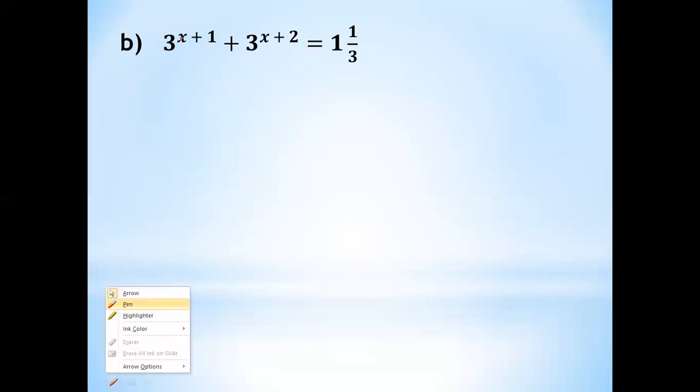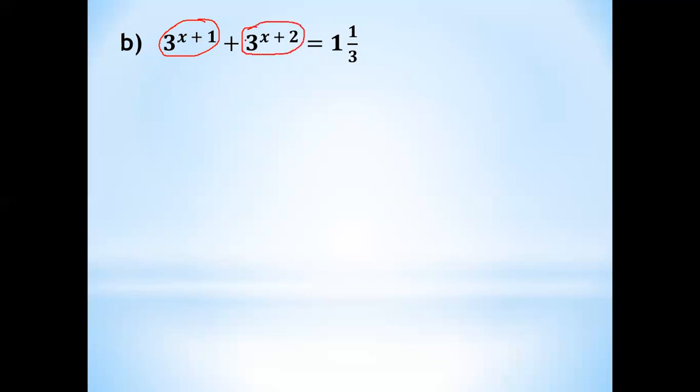Now let's proceed ahead and talk about question number B also. Here in question number B, we'll apply the same condition that we have just discussed in question number A. So 3 to the power x plus 1, when we break it down, will be 3 to the power x times 3 to the power 1. Similarly, 3 to the power x plus 2 will be 3 to the power x times 3 square, or 3 to the power 2.